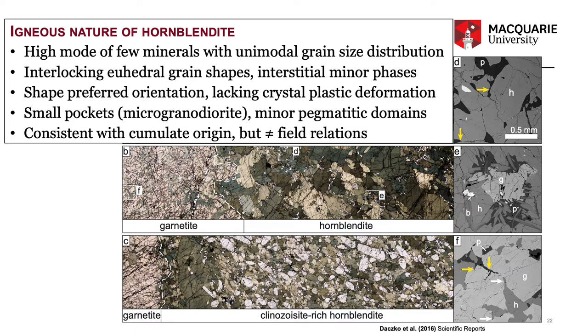The top panel here, B, is showing us an example of the garnetite with hornblendite, and the bottom panel is showing us the garnetite with the clinozoisite-rich hornblendite. The backscatter images, D, E, and F, are showing us the microstructures indicative of the former presence of melt: these very interstitial textures, films along grain boundaries, low dihedral angles.